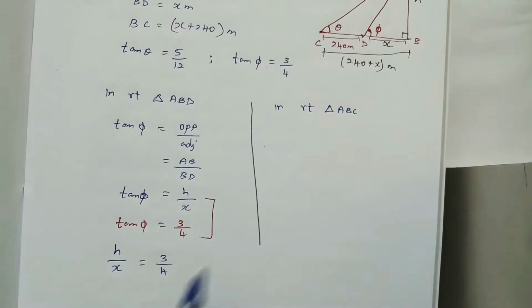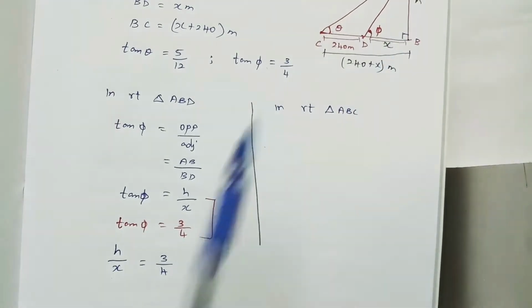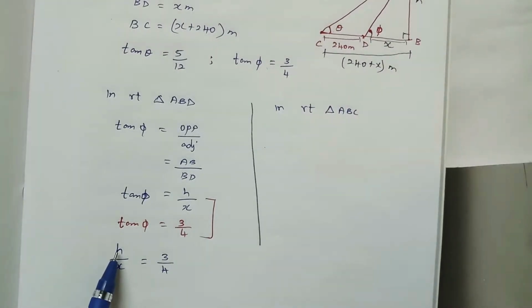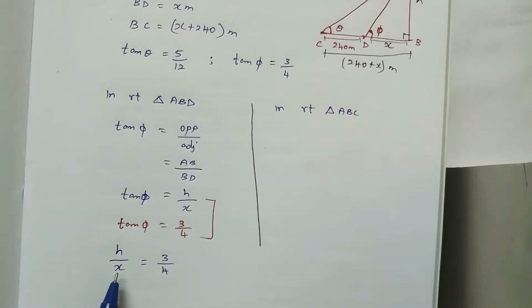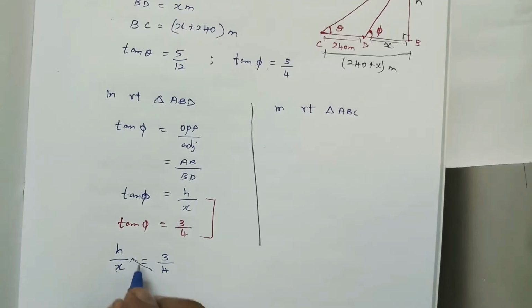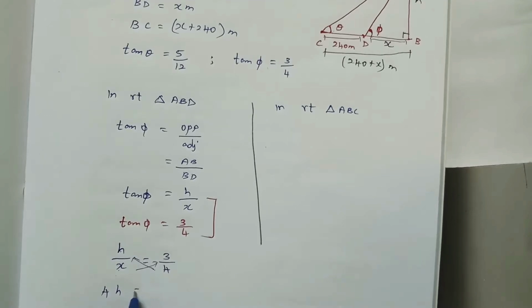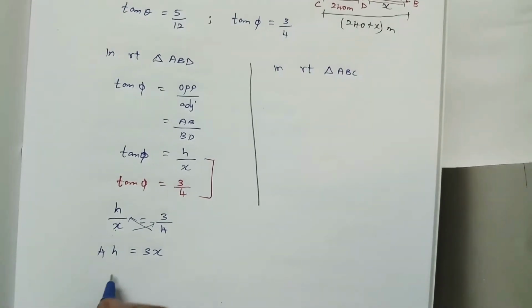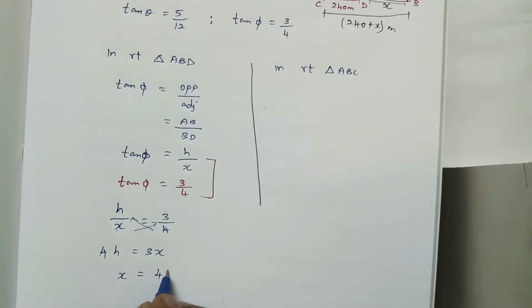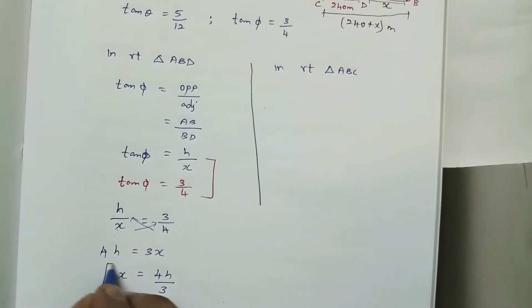Here we are having two variables, one is x, another one is h. We want to find h alone, so we want to convert the other variable x in terms of h. Just do the cross multiply. Bring this 4 to the LHS and x to the RHS. Then it will become 4h is equal to 3x. But x alone is needed. So x is equal to 4h divided by 3.